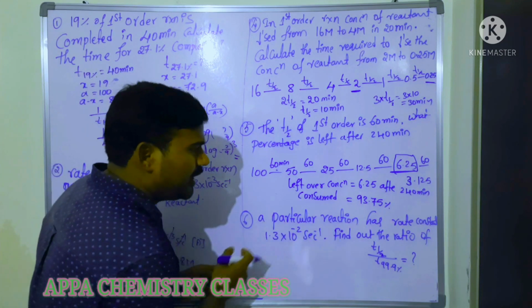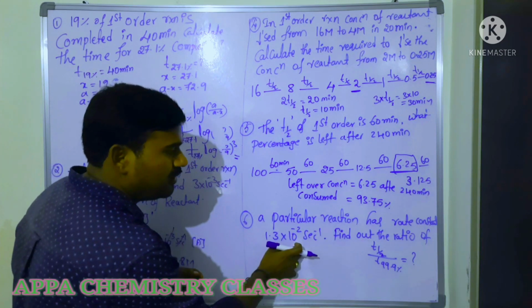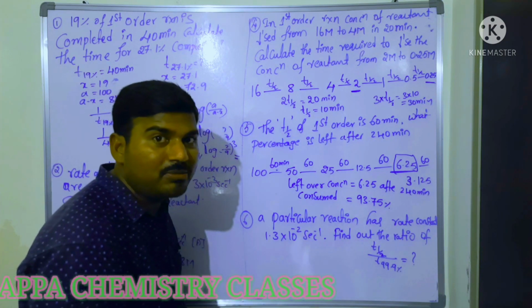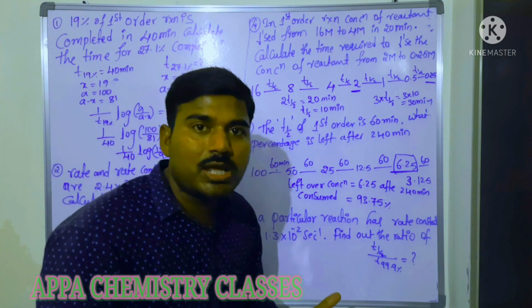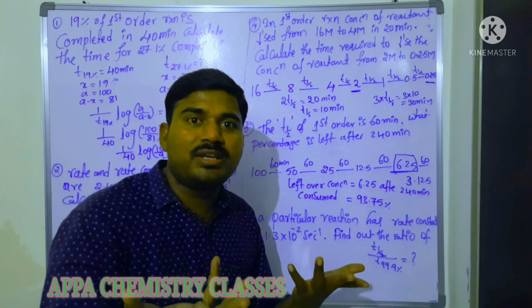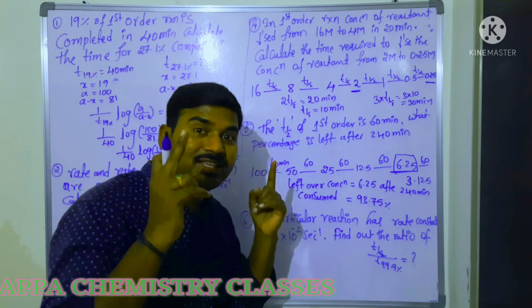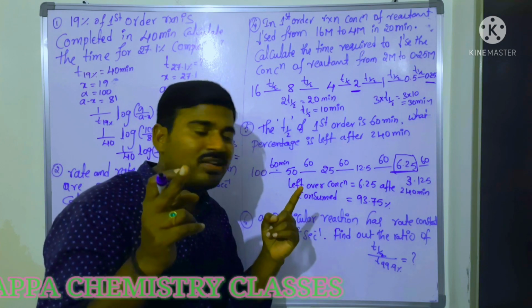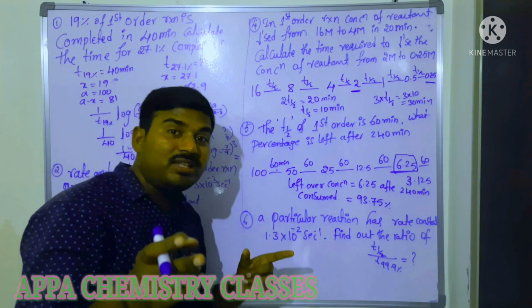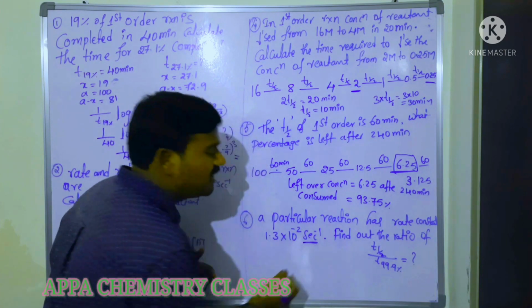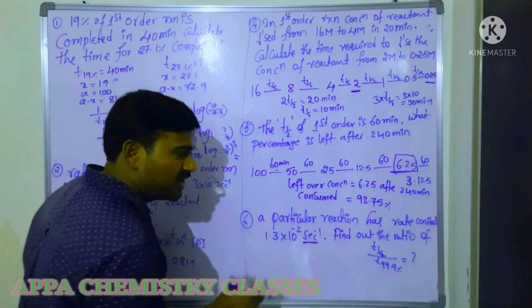Now, a particular reaction has a rate constant given here. Find out the ratio of t half to t 99.9%. They are saying a particular reaction, they are not saying the order of the reaction. Then what do we have to do? I told you that while explaining the rate constant. By seeing the rate constant units, you can decide the order of the reaction. What is the rate constant unit here? Second inverse. So it is a first order.